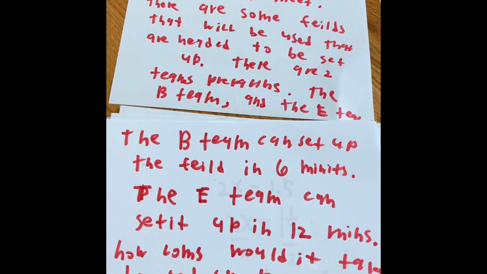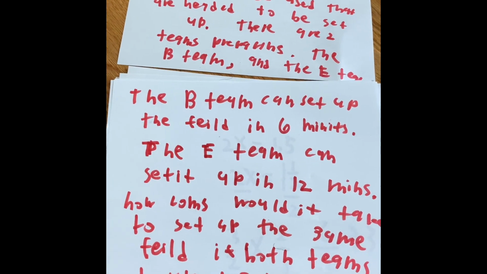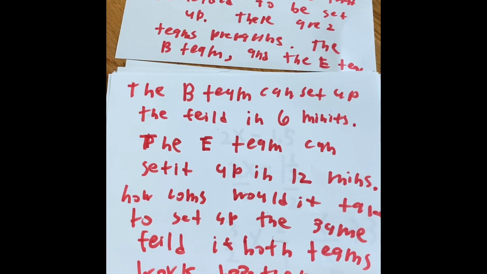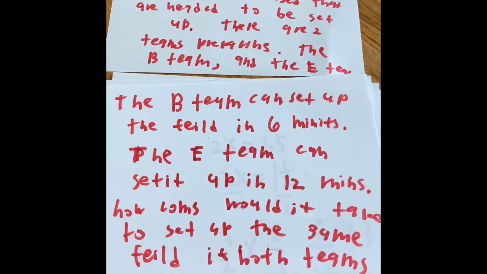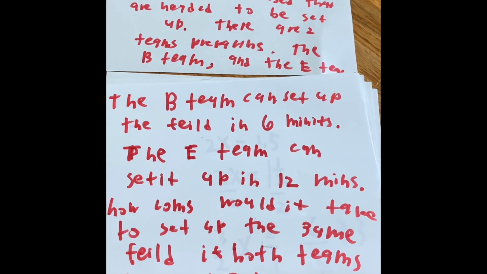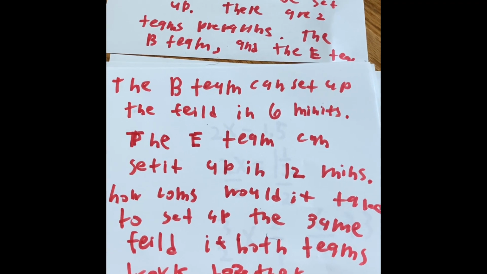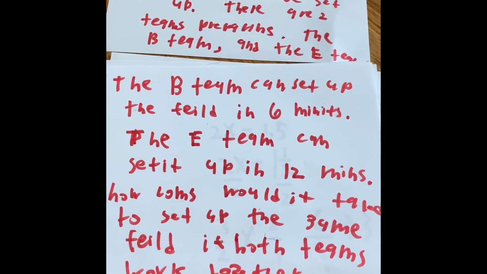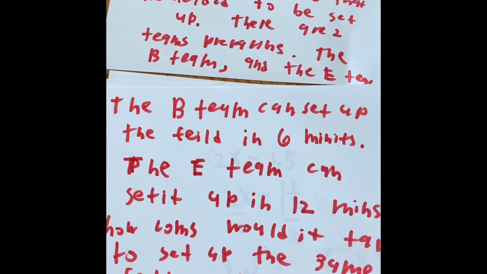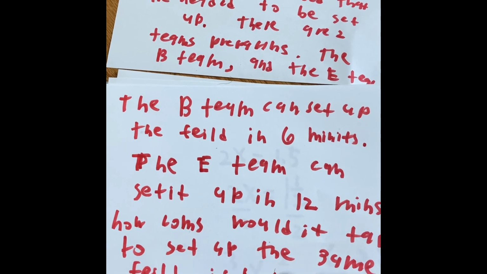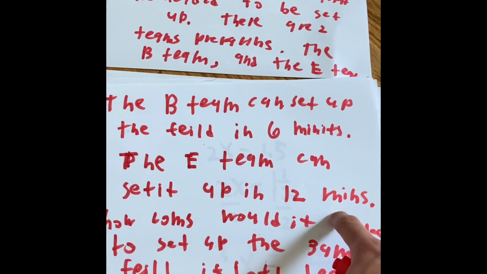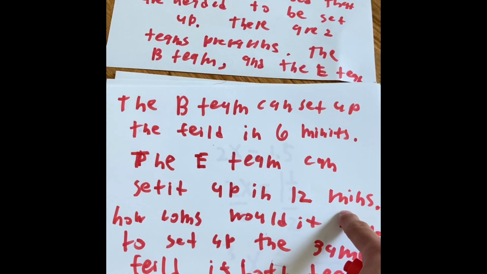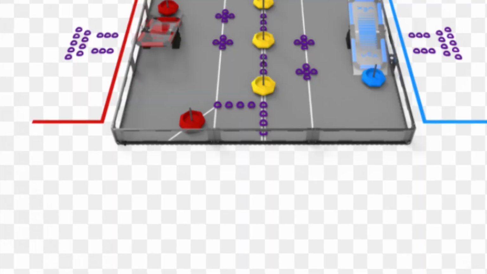Not only that, when we take a look at the field that the robots are going to be played on, the field is very large and it covers 144 square inches, and it takes a while to set up. That's why some teams can actually do it in 6 minutes, while some other teams can actually set the entire thing up in 12 minutes. This is what the field looks like.